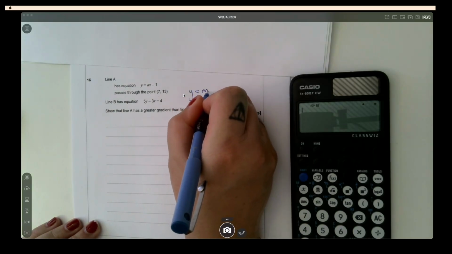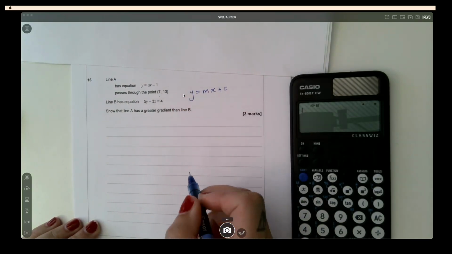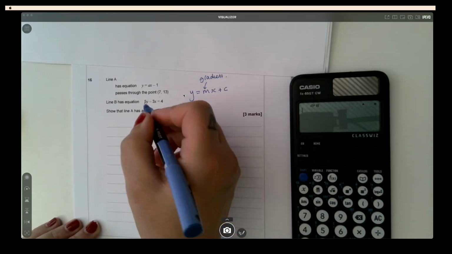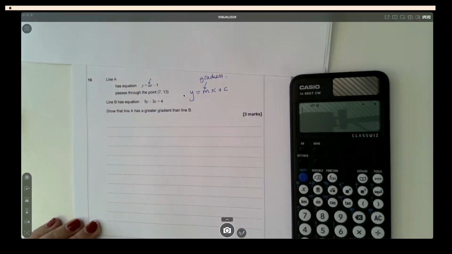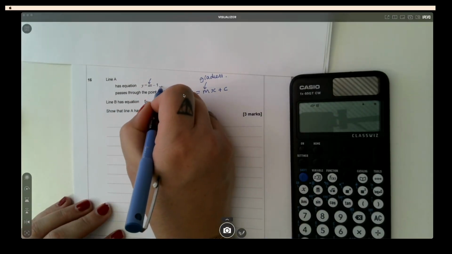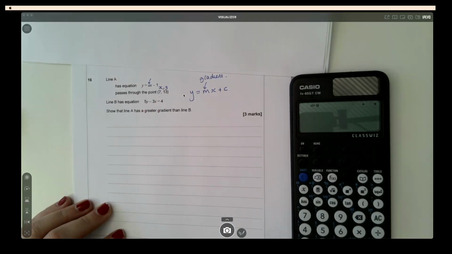So the equation of a straight line is y equals mx plus c, and the m is what tells us the gradient. In this question, the m is a, so we don't know the gradient of line A to directly compare it, so we're going to have to figure out what that value is. It gives us a coordinate that it passes through. Remember, coordinates are x and y coordinates.